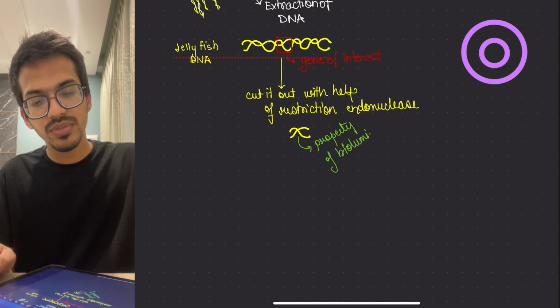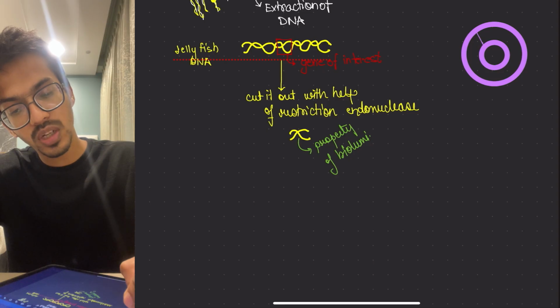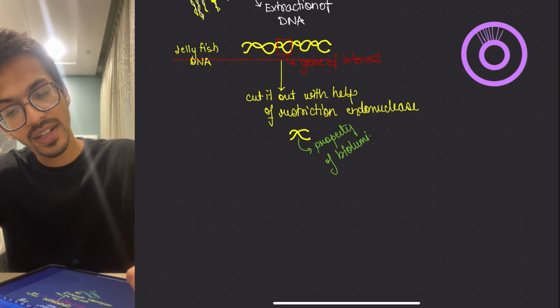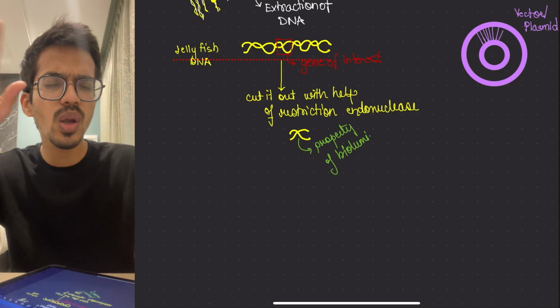Now this plasmid will have what? If it is a circular plasmid, it will look like this. So I'm using what? A vector, which is what? A plasmid. It is also what? Genetic material only. What it is, we will learn.